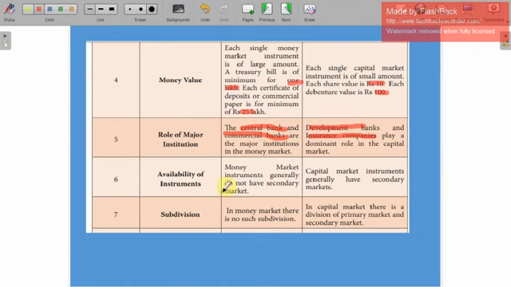And availability of instruments. Money market instruments generally do not have a secondary market, as I already told you. In the capital market, there is a secondary market and subdivisions. The money market doesn't have any subdivision, but the capital market has a primary market and also a secondary market.